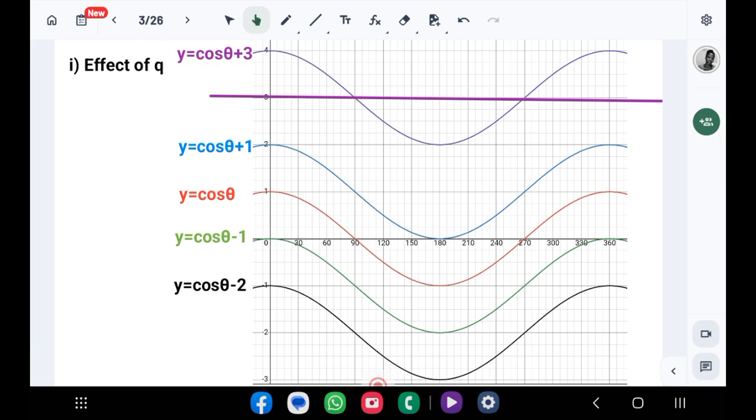Now for y equals a cos theta plus q, q basically affects your shift up and down. So if q is positive, your shift is going to be up. If q is negative, your shift is going to be down. For example, for y equals cos of theta plus 3, all we did was take the graph of y equals cos theta and shift it 3 units up. So for each point, we just basically took that 1 to 3 units up.